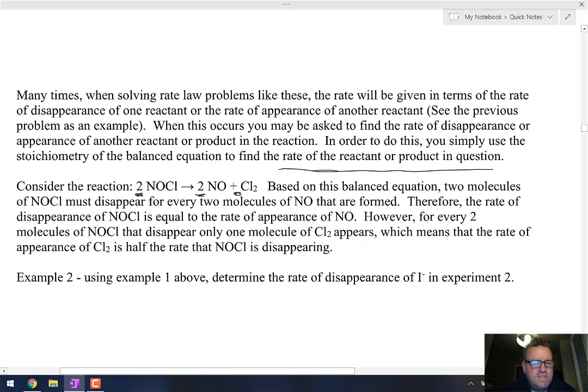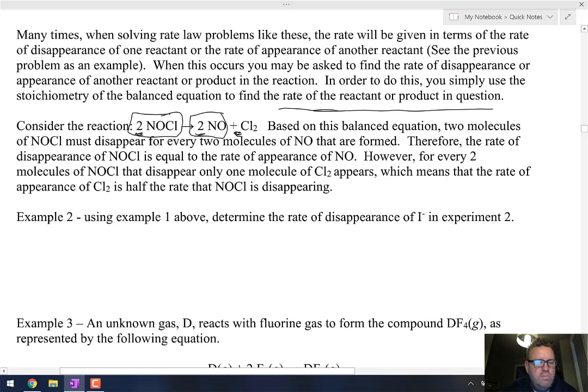Therefore, the rate of disappearance of NOCl must equal the rate at which NO must appear, because for every 2 of those that disappear, 2 of those NO are going to appear. But for every 2 of those NOCl that disappear, only 1 Cl2 is going to appear. So that means that the rate of appearance of Cl2 is going to be half the rate that NOCl is disappearing. Okay, so example 2.